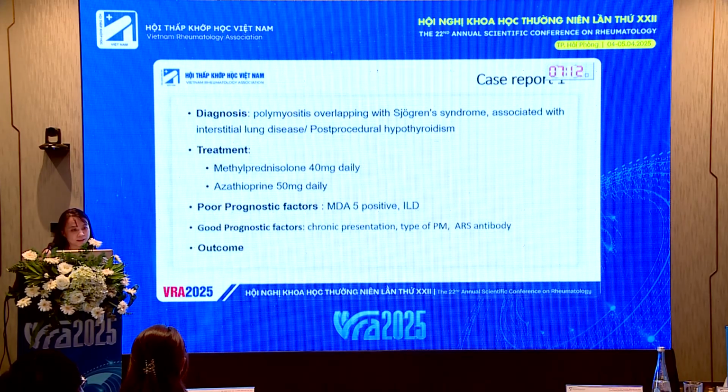With all clinical symptoms and laboratory tests, she was diagnosed with polymyositis overlap with Sjögren's syndrome associated with ILD and post-procedural hypothyroidism. We prescribed her methylprednisolone 40 mg per day and azathioprine 50 mg per day. She had a good prognostic factor because of present anti-Jo1 and ILD. She also has a good prognostic factor for chronic presentation, type of polymyositis, ARS antibody.